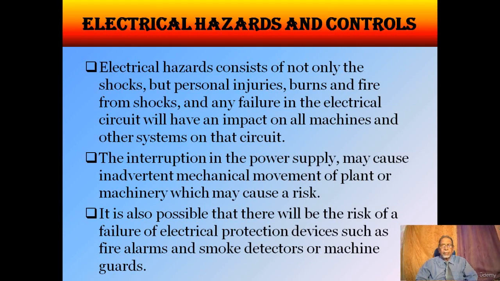The interruption in the power supply is the biggest disadvantage to the company, to the industry, which may cause inadvertent mechanical movement of plant or machinery, which may cause a risk. So try to see that there is no interruption in the power supply. It's also possible that there will be a risk of failure of electrical protection devices such as fire alarms, smoke detectors or machine guards.